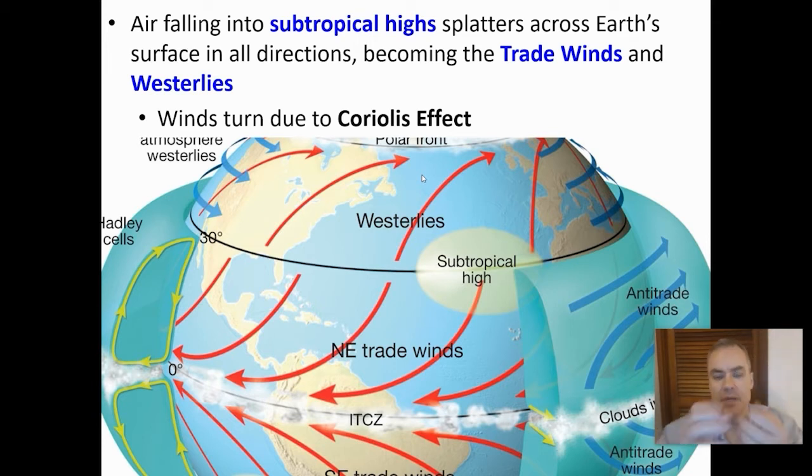Air goes out from them. Lows are like vacuums. Air goes into them. So here's a subtropical high right here. Air is falling down into it. It splatters when it hits the earth, whether it's the water in the ocean or the land over here. Either way, it's just going to splatter everywhere.